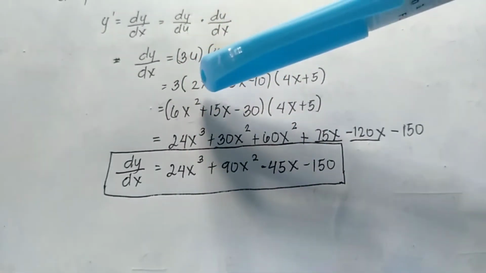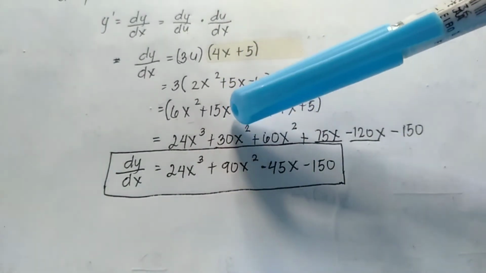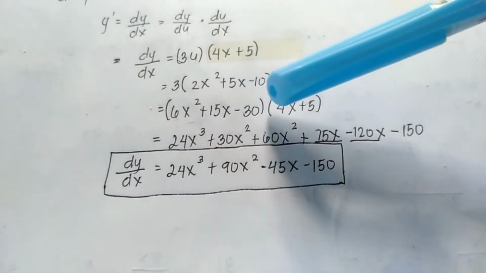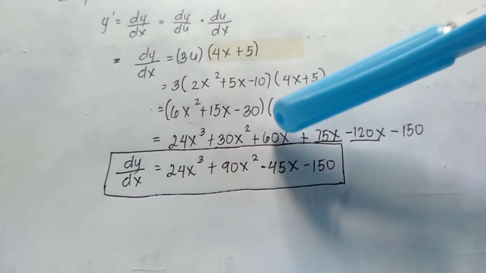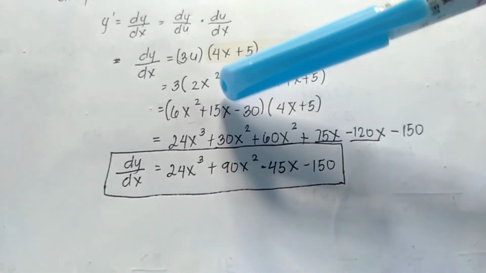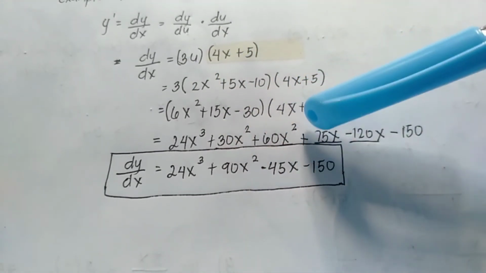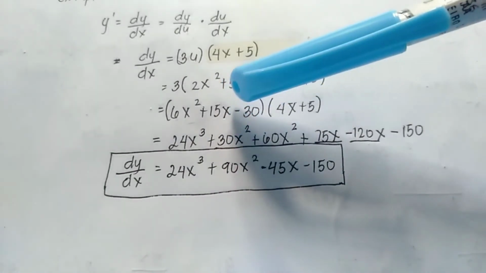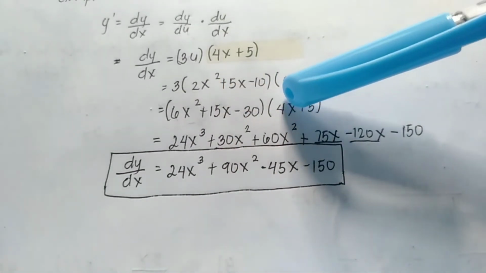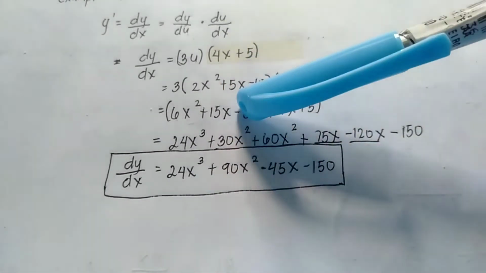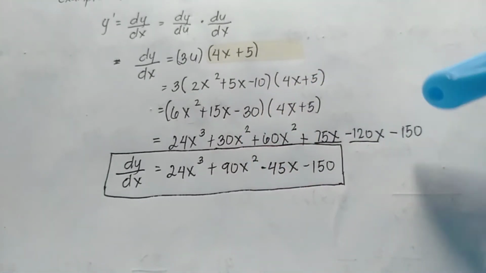So, 6x squared times 4x is 24x cubed. 6x squared times 5 is 30x squared. 15x times 4x is 60x squared. 15x times 5 is 75x. Negative 30 times 4x is negative 120x. And negative 30 times 5 is negative 150.